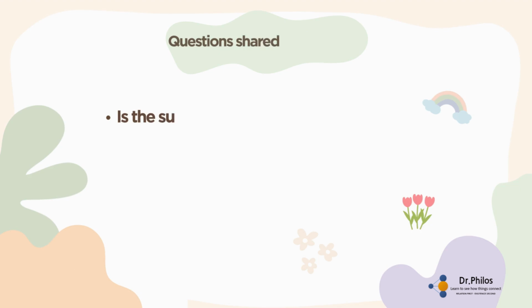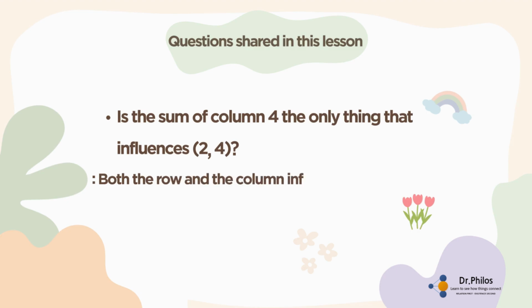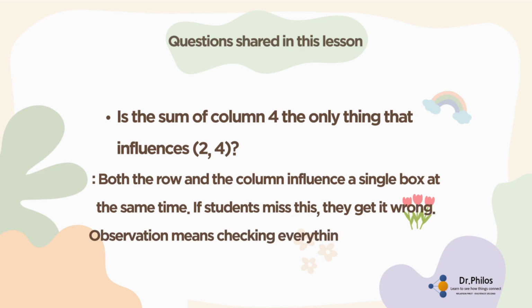Is the sum of column 4 the only thing that influences 2, 4? Both the row and the column influence a single box at the same time. If students miss this, they get it wrong. Observation means checking everything that influences that box.